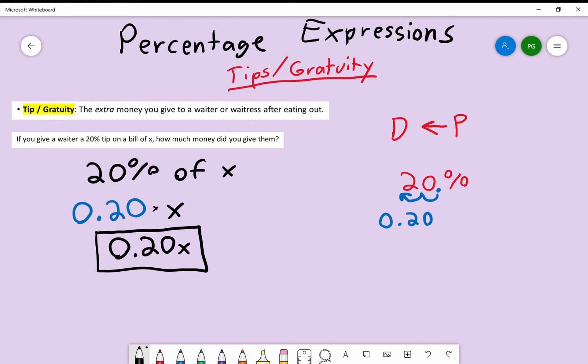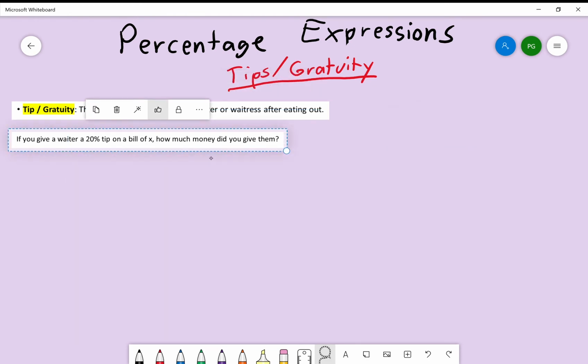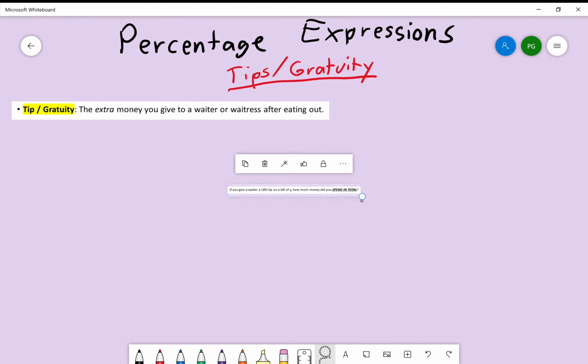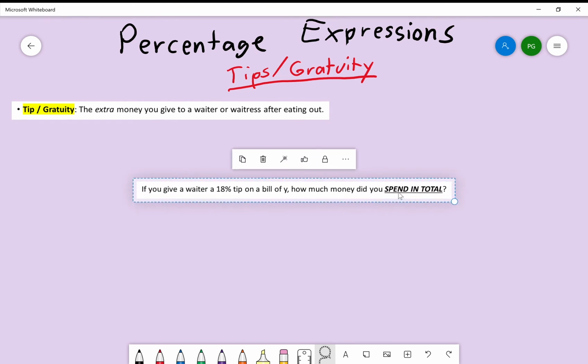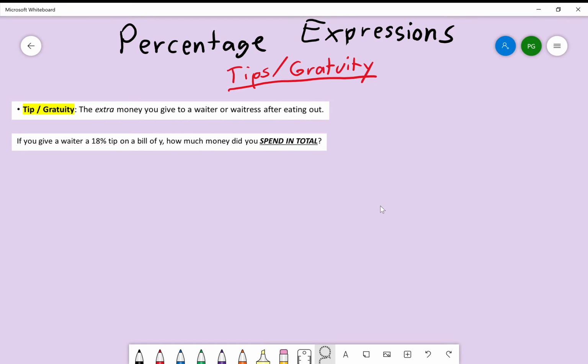Let's do another example. Okay, let's erase here. Let's say in this case, you want to find out if you give a waiter 18% tip on a bill of Y, how much money did you spend in total? Well, this is different. You're not just looking for an 18% tip of Y. You're looking for the 18% tip of Y plus the Y that you spent originally. You're asking how much you spend in total, right?